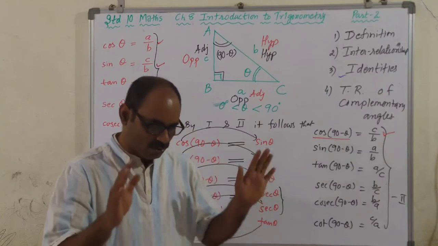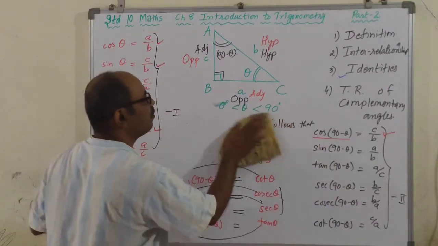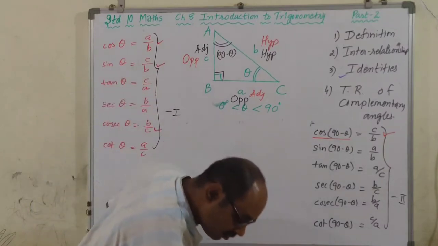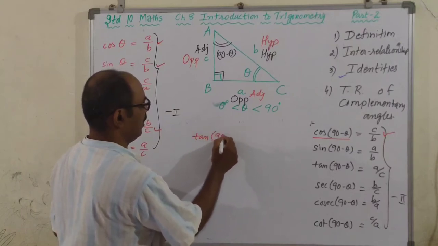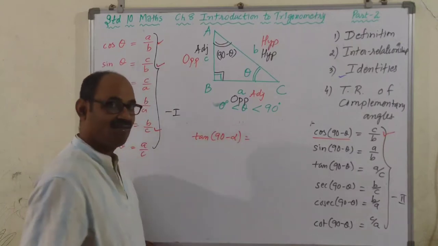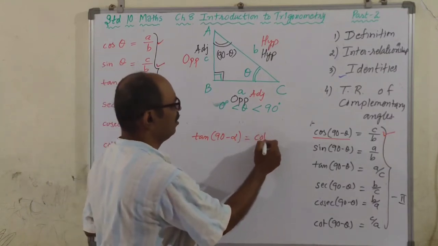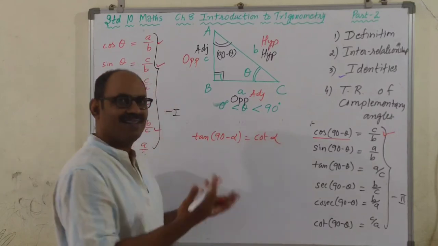Alright. Now how to remember this? I'll remove this part again. I'll write like this. Tan 90 minus alpha. What is complementary of tan? Cot. And what is complementary of 90 minus alpha? Alpha. See?